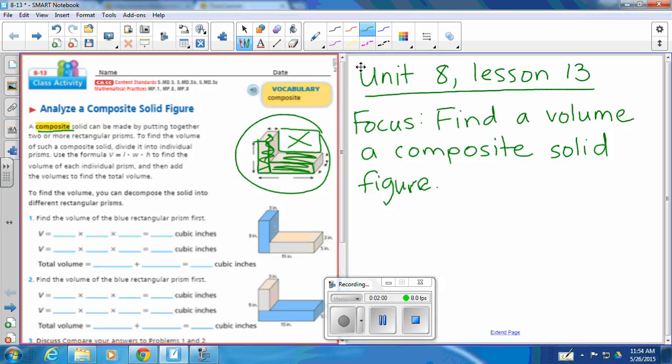So how do we do that? Well, the best way to do that is to break it apart into the 2 or 3 prisms that there are and find the volume of each and then add them back together. Okay? So we're going to break apart the figure.